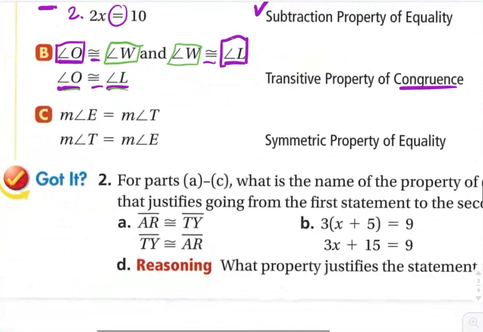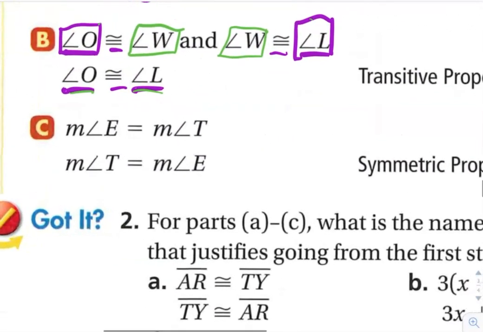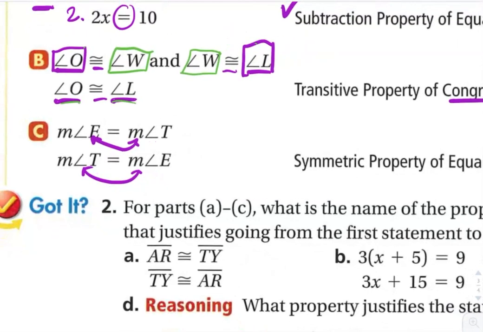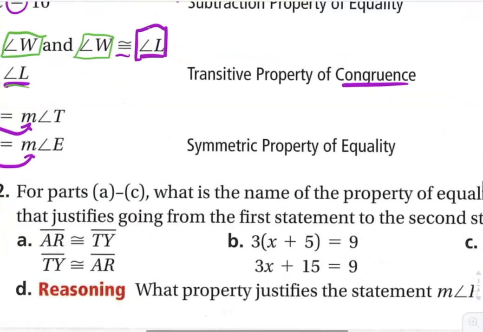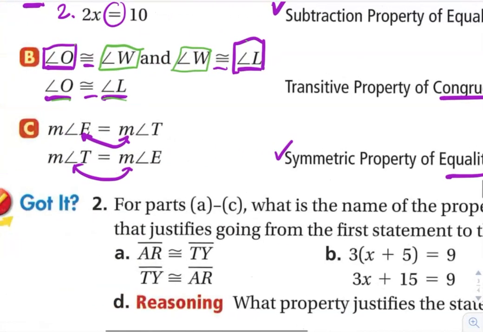And then the next one, we have the measure of angle E equals the measure of angle T, so the measure of angle T equals the measure of angle E. So when we're just swapping the order, right, think about if you have a drawing that's symmetric along the line, right, if you fold the paper, it's going to be equal either way, so you're just swapping your order. That's the symmetric property of equality. Little hint there is we have that equal sign.